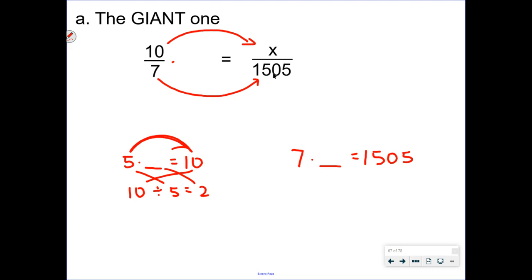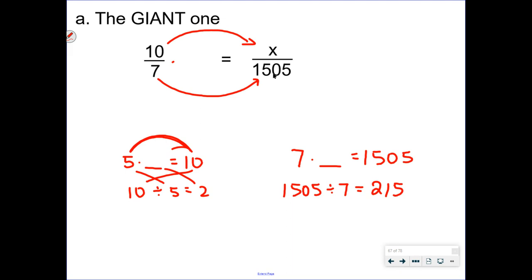Okay? So I'm going to do the same thing here. I'm going to do 1,505 divided by 7. And 1,505 divided by 7, do it on your calculator, please. I want all of you to do this on your calculator. It's really powerful to do it yourself. So I want you to see it. If you need to pause the video, get a calculator. 1,505 divided by 7 is 215.